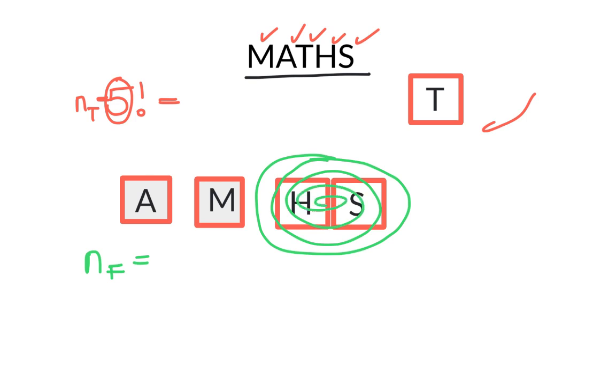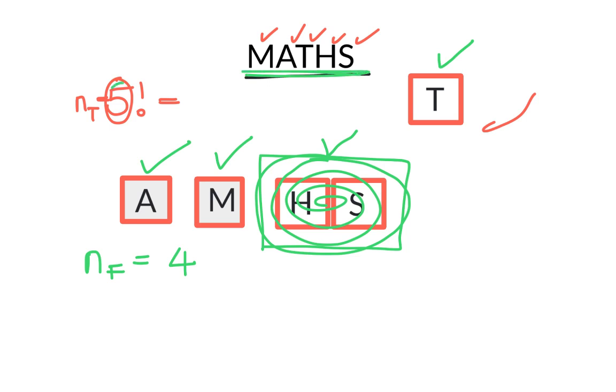They are arranged together. So if this creates a block H and S, then I have 1, 2, 3, 4 blocks that I need to now arrange. Not 5 anymore, but 4 of them, because H and S must move as a unit. So I have 4 factorial ways to arrange my blocks.